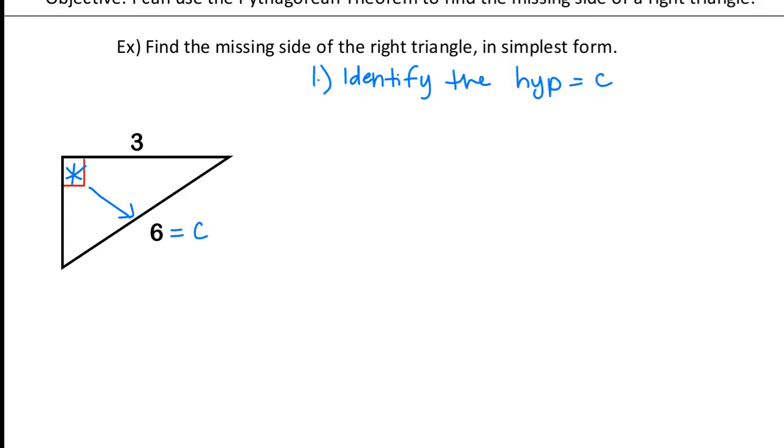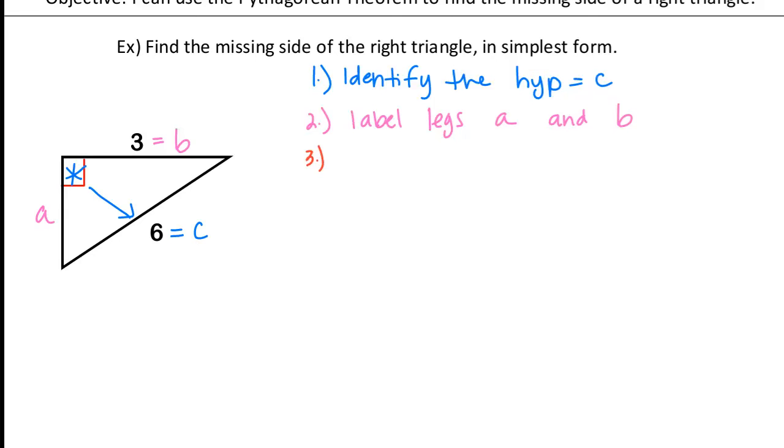Then step 2 is label the legs A and B. And it doesn't matter which is A, which is B. I usually just go from left to right. So on the left side, I am calling it A, and 3, I'm going to call it B. But again, you can say 3 is A and the missing side is B. It doesn't matter, okay?